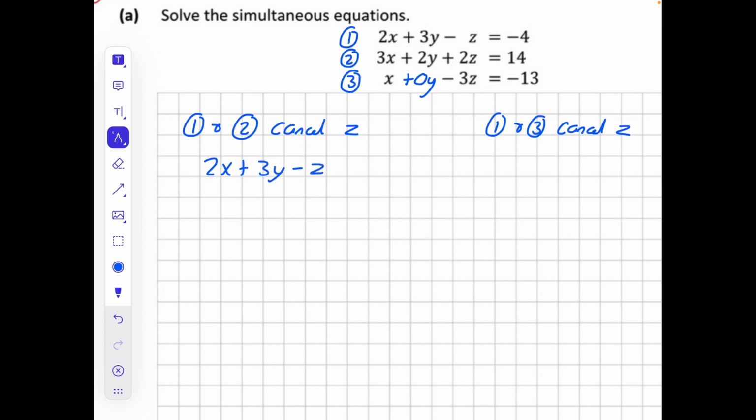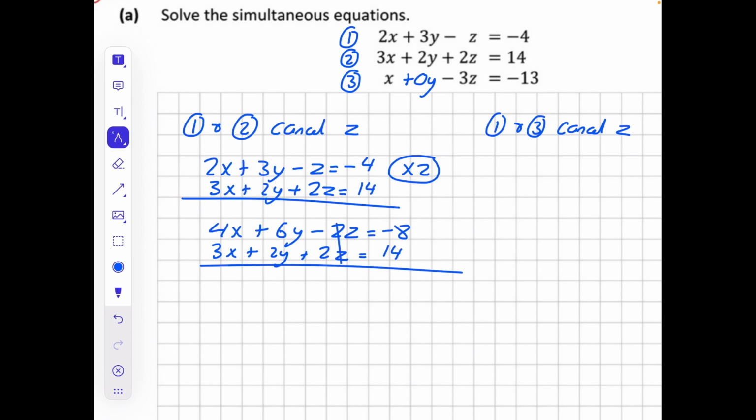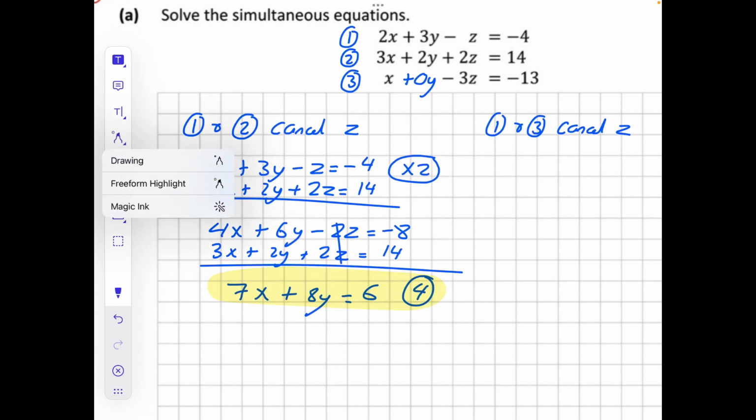So 2x plus 3y minus z is equal to minus 4. And 3x plus 2y plus 2z is equal to 14. Cancel z, so you want to make that first line to have a minus 2z. So we're going to multiply the whole top line by 2. Oh, sorry. What did I forget to do there? To multiply the other terms by 2 as well. And we can leave the bottom line alone. Okay, z's cancel. We've 4x plus 3x, that will give me 7x. We have 6y plus 2y is 8y is equal to minus 8 plus 14, which will be 6. I'm going to call that equation 4 and just highlight it so I don't lose it. So that's my first step done.